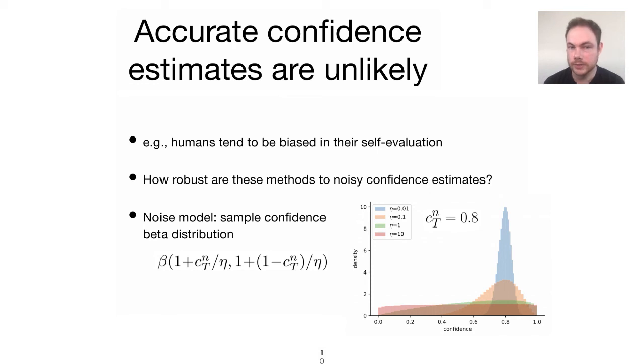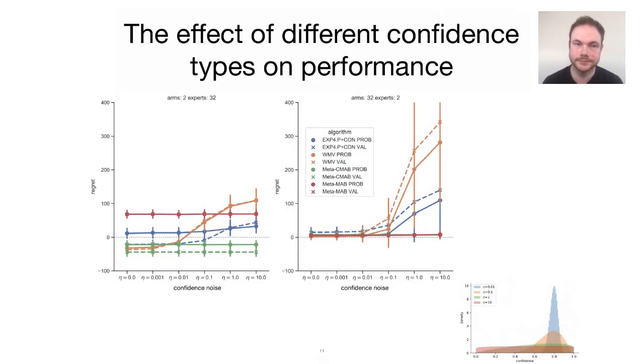Let's look at the consequences of such noisy confidence. Again, we evaluate performance in terms of regret. This time the x-axis plots the confidence noise level. The further right we go, the higher the noise in the confidence. What we confirmed is that just as true confidence had no large effect on the performance of Meta-CMAB, noisy confidence also fails to affect its performance. As a result, Meta-CMAB, especially with value advice, outperforms other algorithms regardless of noise levels.